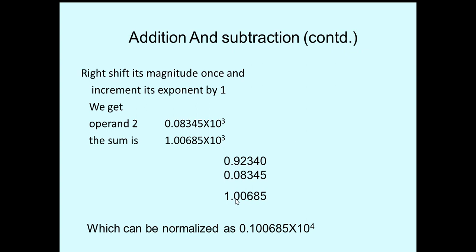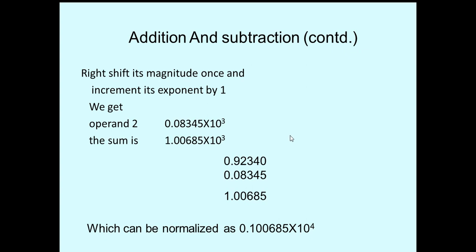So here after that we have to do normalization, which can be normalized as: this 1 should be here, so this point can be moved towards the right, and the exponent value can be incremented. So 0.100685 into 10 power 4. So these are the two ways to do the addition of floating point numbers.